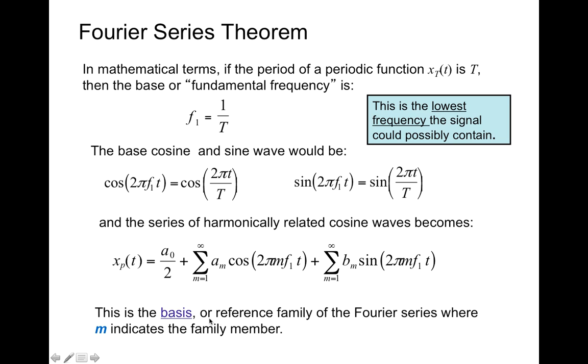So this is referred to as the basis or reference family of the Fourier series. And m is an integer that indicates which level or which member of the family is present in that particular function.